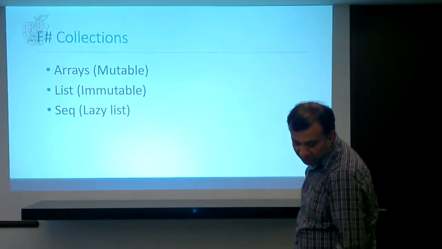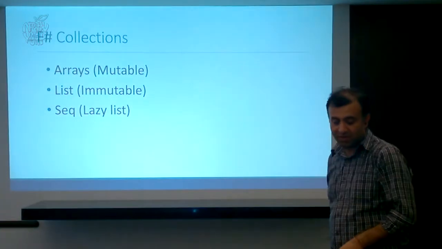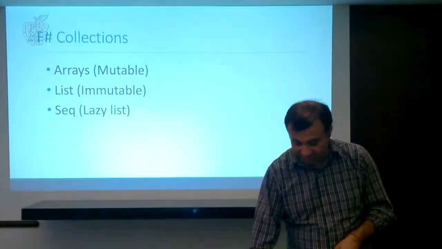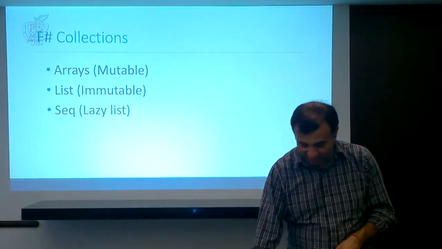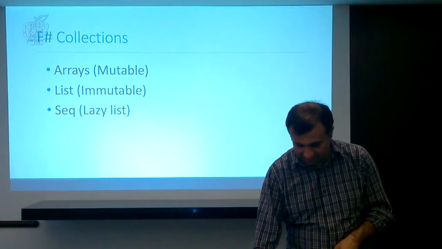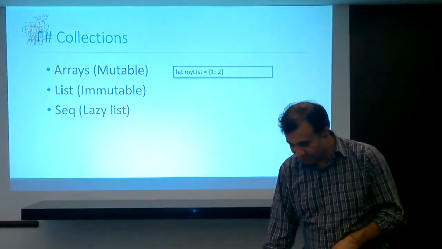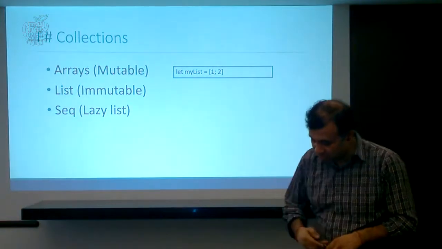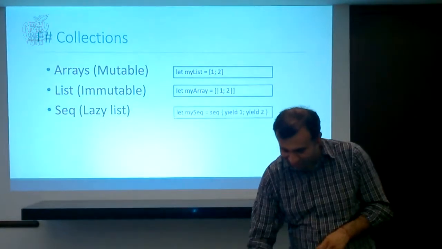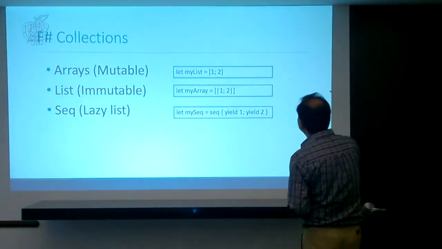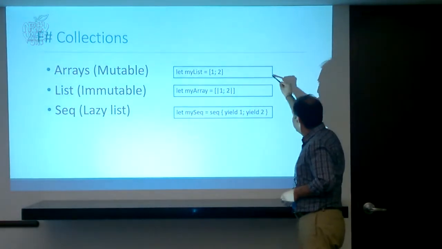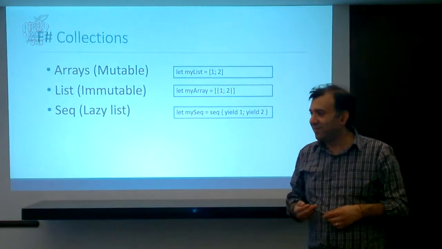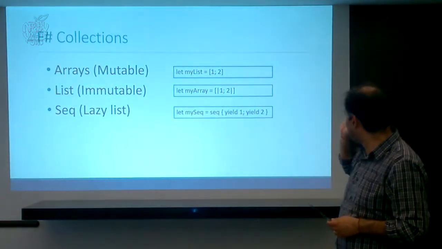Okay, so F# collections: arrays, list, and sequence. What's the difference? Arrays are mutable, lists are immutable, and sequences are lazy lists. I'm going to explain. Actually, sorry, this is wrong. This should be here, rearranged. This is the list and this is that. So we made that right, just in the other order. The order got messed up.